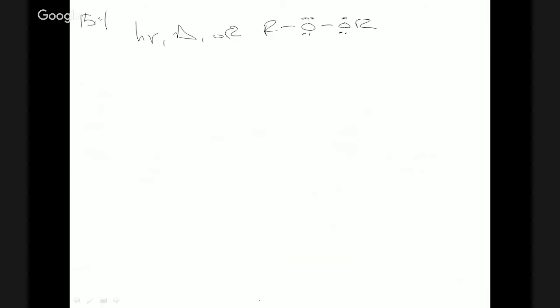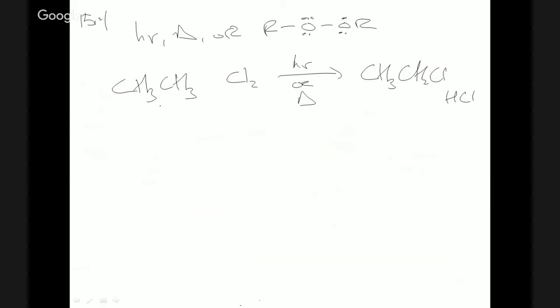So let's look at our overall reaction. We're going to break this mechanism down into steps because it's a little bit different. We've got our overall reaction. We're just going to look at ethane, the simplest. We want 2 carbons plus Cl2. Again, light or heat gives monochlorination. Let's say there's excess ethane.